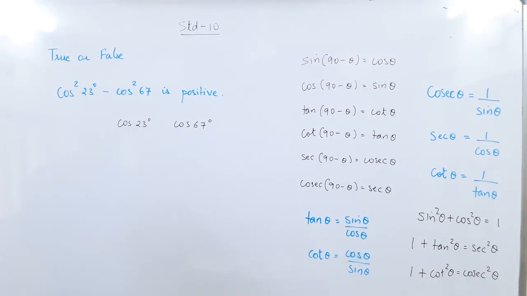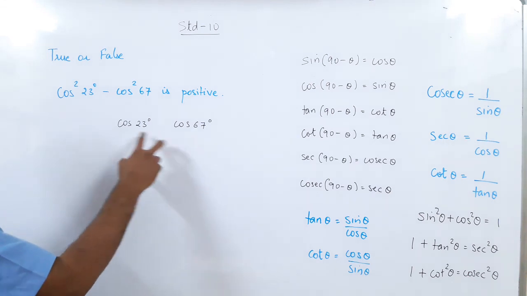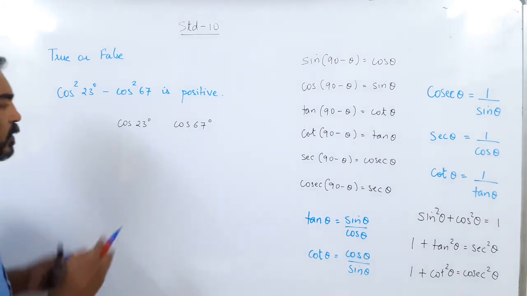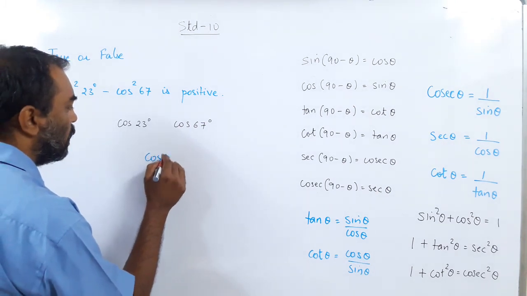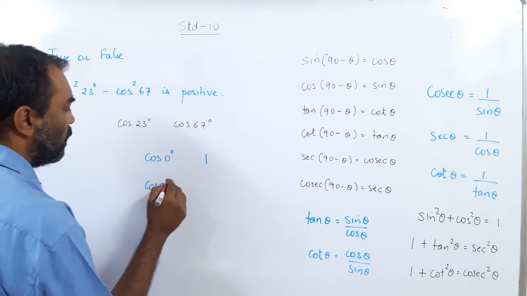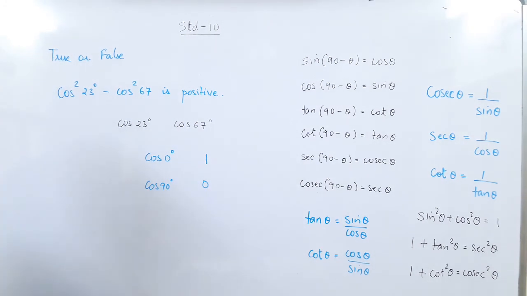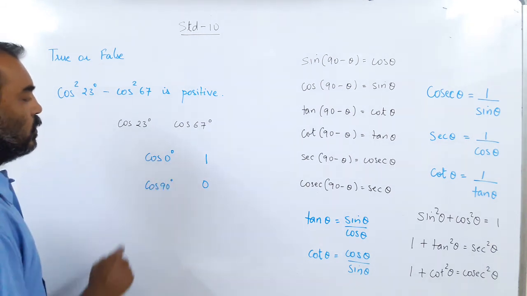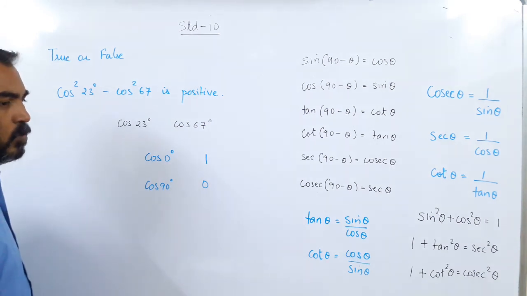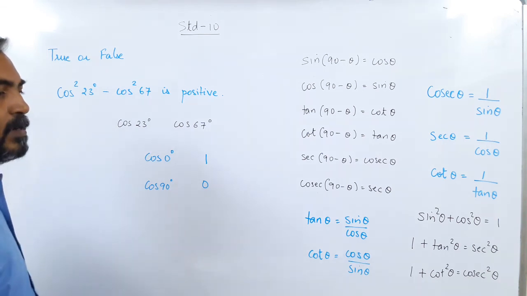Now how will you do that? We do not know the values of cos 23 and 67. But we had a trigonometric table, if you remember. In the trigonometric table, we have cos 0 degree is equal to 1 and cos 90 degree goes to 0. So I hope you remember the table. Cos 0 degree is 1, cos 30 is root 3 by 2, cos 45 is 1 by root 2, cos 60 is 1 upon 2 and cos 90 is 0.